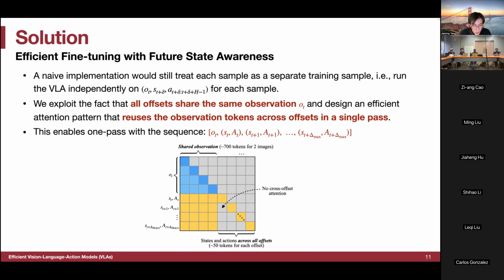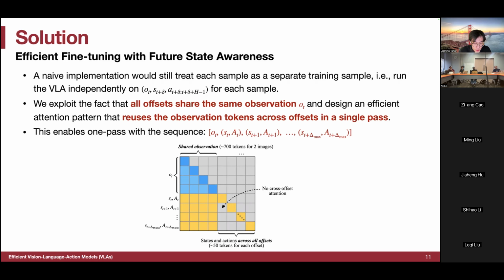We know that all the offsets share the same observation OT. So actually, we can design an attention map that can reuse the observation tokens across all the different temporal offsets in one single forward and backward pass. As shown in the figure below, the upper left part is the observation, and we can list all the offset branches behind it. By applying this attention mask and proper positional encoding to the model, this is equivalent to independently fine-tuning all the temporal offsets at the same time.